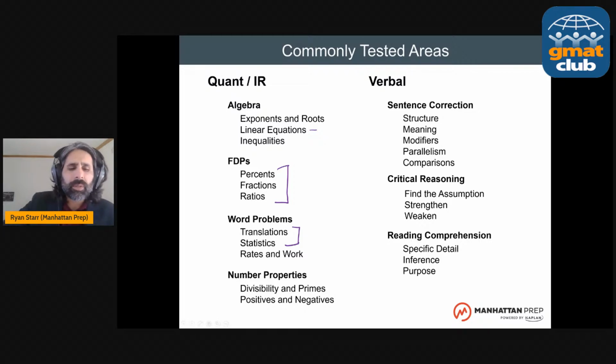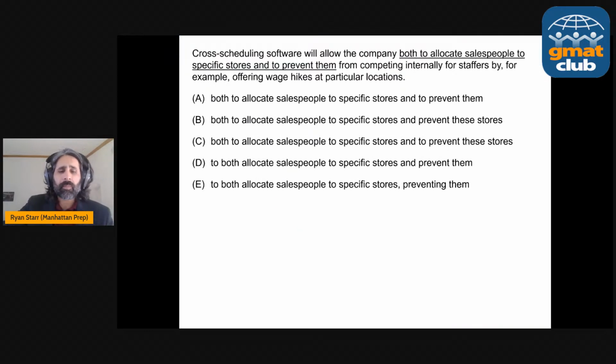Let's get in with a little more depth to the kinds of questions you see on the verbal section, the kinds of questions you see on the quant section, and what you should be doing as you study for this exam.